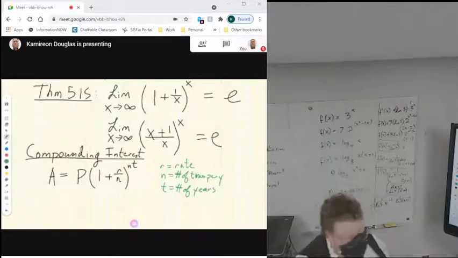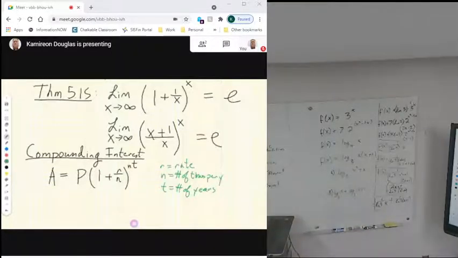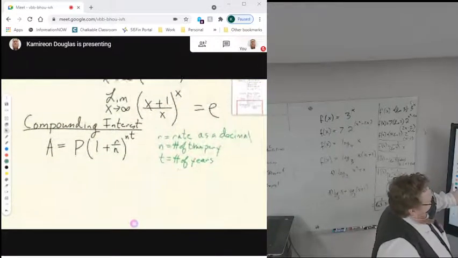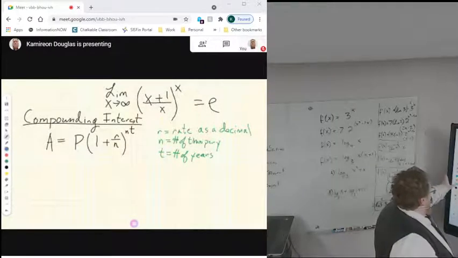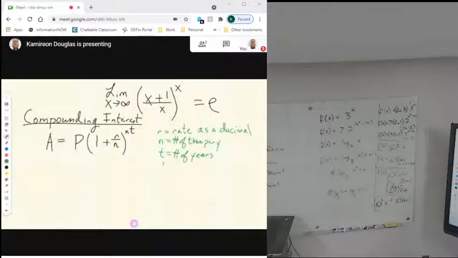So the rate has to be a decimal rate, not a percentage rate. I'll put that up there too. Rate as a decimal. Now, P is your initial investment, your principal.